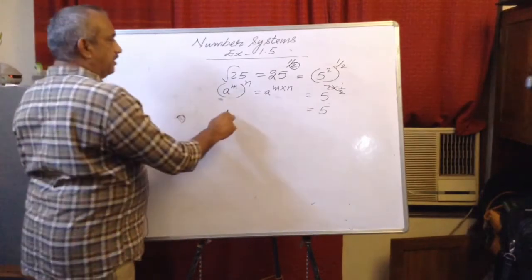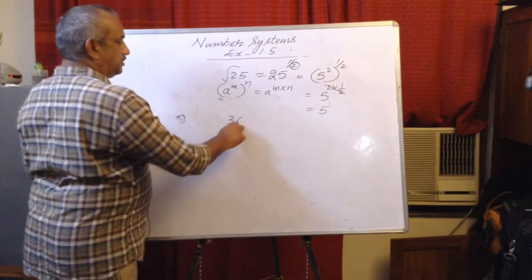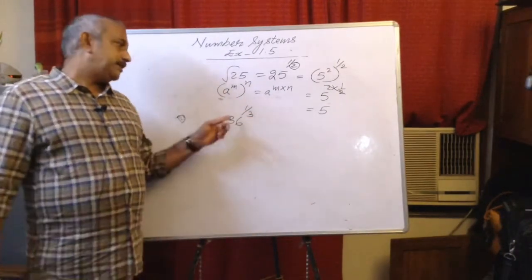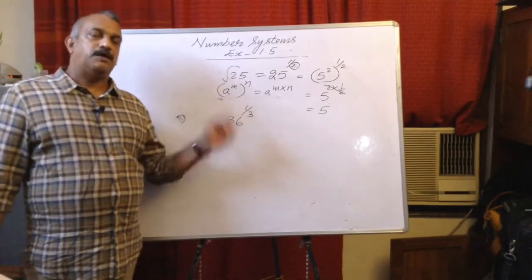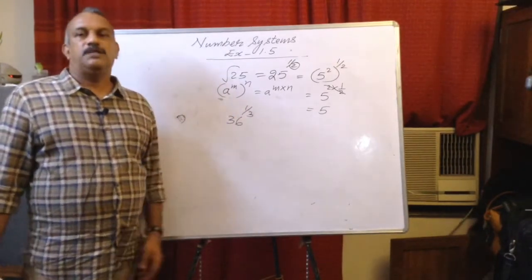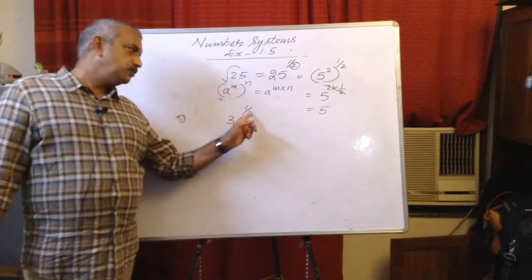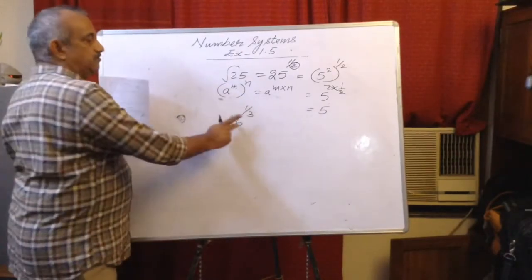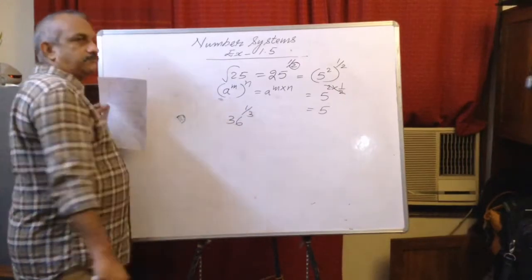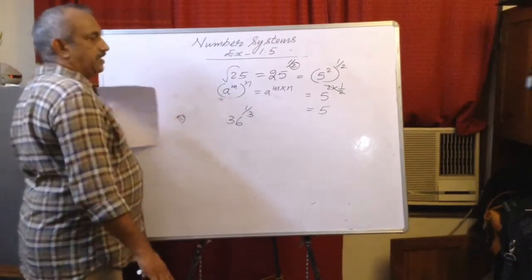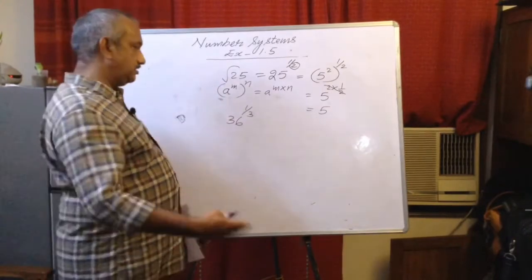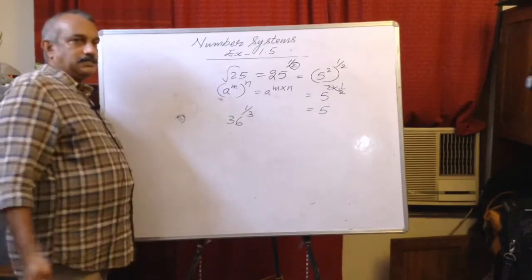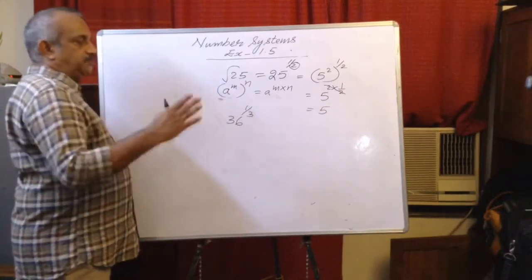See, if I am giving 36 raised to 1 upon 3, this question cannot be simplified, because I cannot write 36 as power 3 of some number. But if it is 2, I can simplify it. See, 36 raised to 1 upon 3 we cannot simplify. Simplify means you cannot simplify and get a rational number. In many cases we try to get rational numbers. See, 36 cannot be written as a number with power 3.